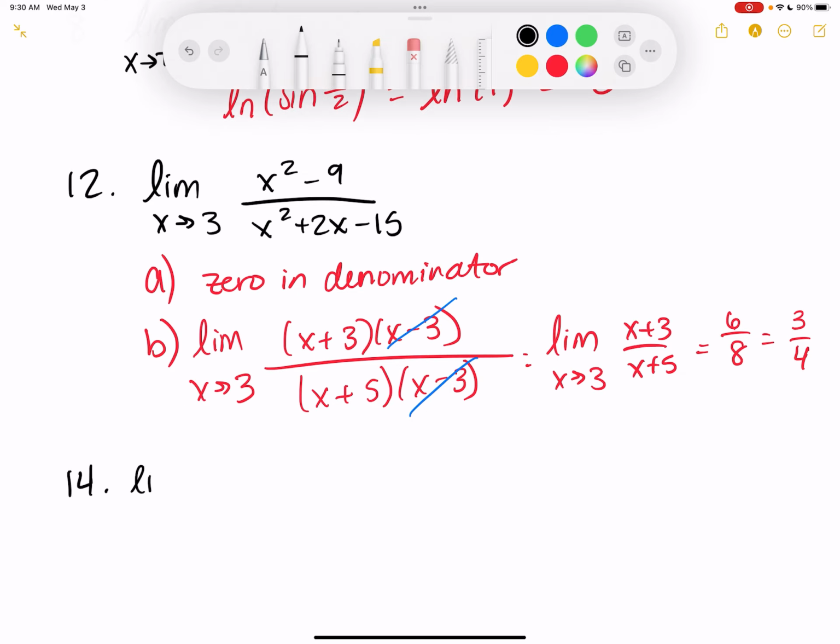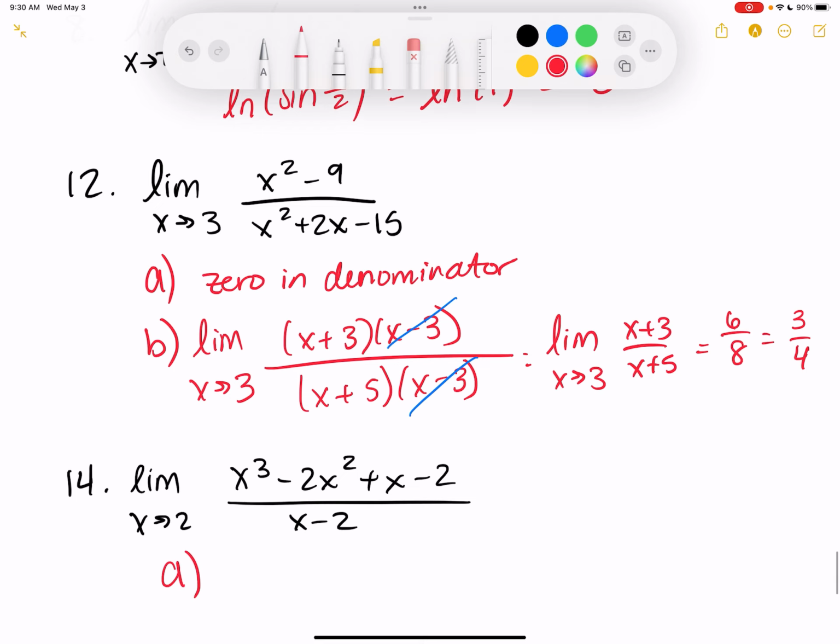Number 14. The limit as x approaches 2 of x cubed minus 2x squared plus x minus 2 over x minus 2. So what's the problem with this one?